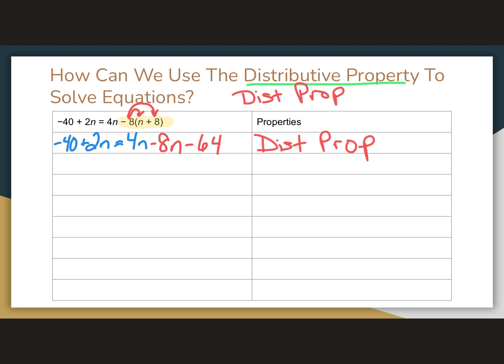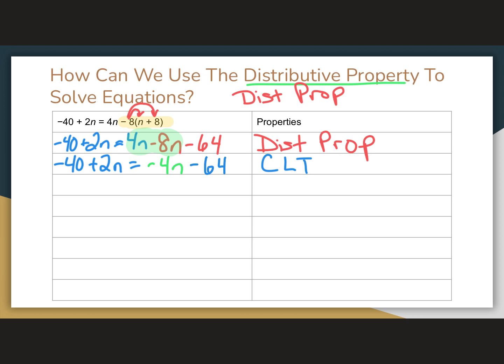So the next thing I'm going to do is combine some like terms. On the left side, I cannot combine anything. I'm just left with my negative 40 plus 2n, because negative 40 and 2n cannot be combined. But on the right side, I can combine 4n and negative 8n. So 4n minus 8n gives me negative 4n. And then I'm just going to bring down the minus 64.